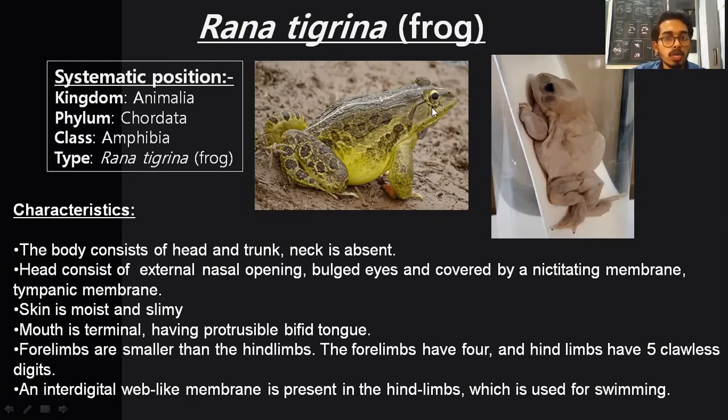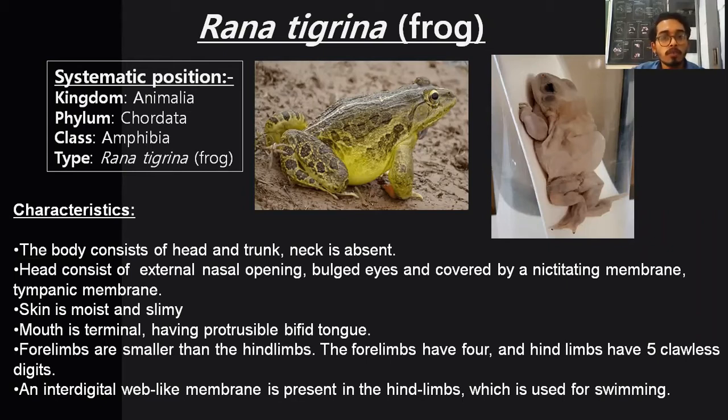Okay, so it doesn't have a neck, so neck is absent here. The head consists of an external nasal opening. So this is the external nasal opening. Then a bulged eye is present. So this is a bulged eye, and this bulged eye is going to be covered with a nictitating membrane.